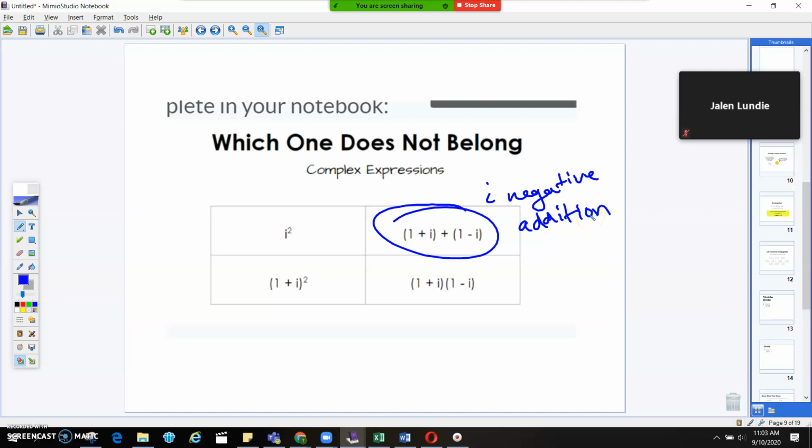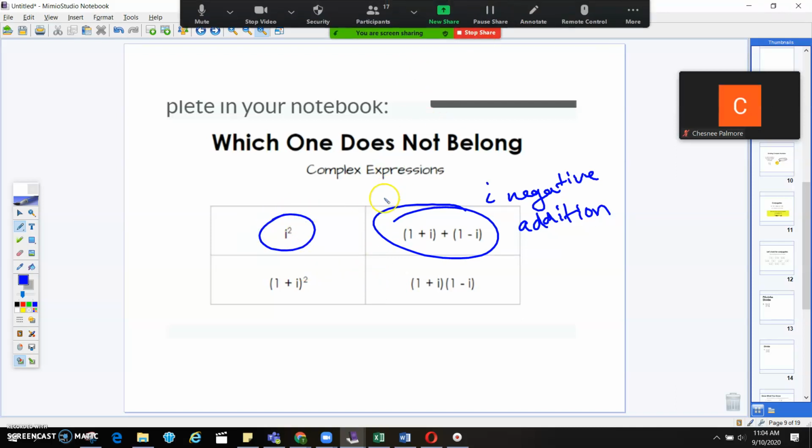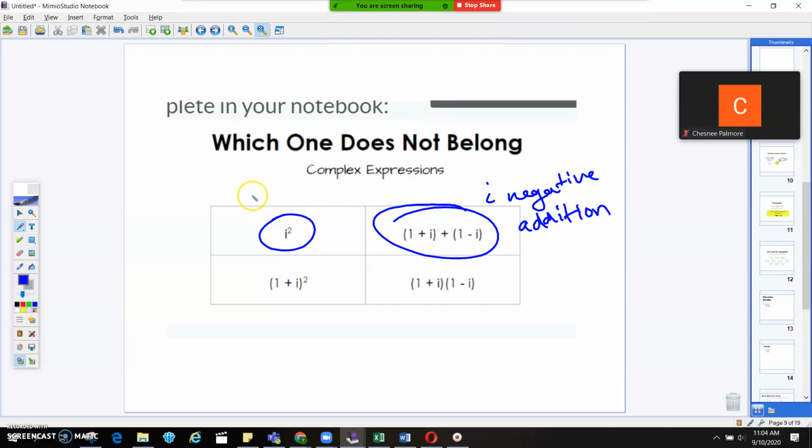There's more than one answer. First box doesn't belong. Why? It's an imaginary number instead of complex. And if you simplify the third box, it will give you a real number. The third box will give you a real number. Did you try simplifying the rest of them? I think that that's complex.